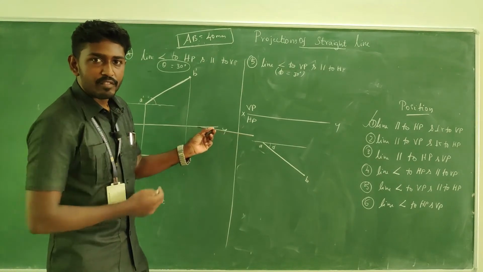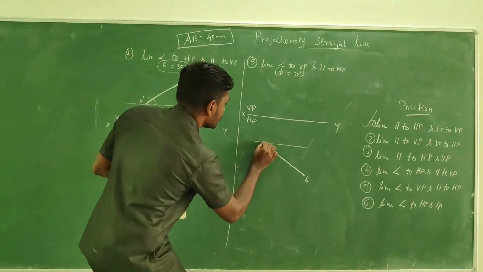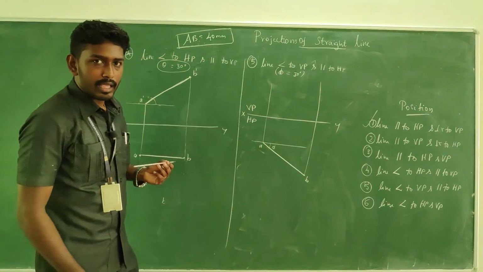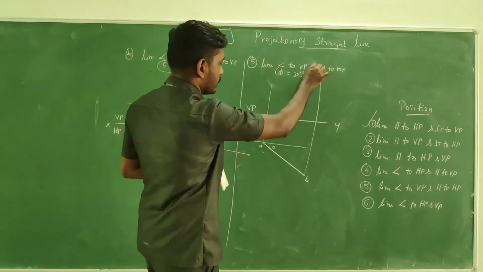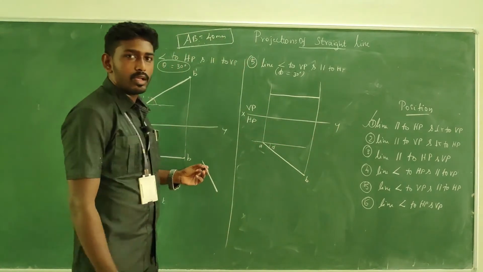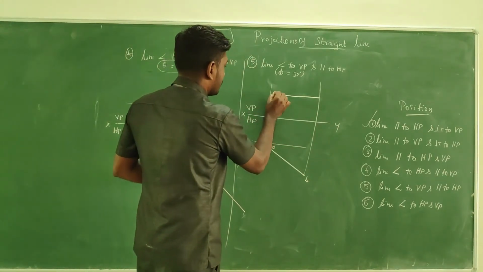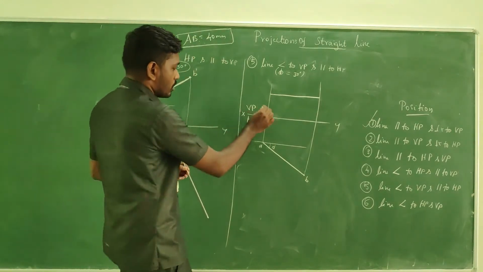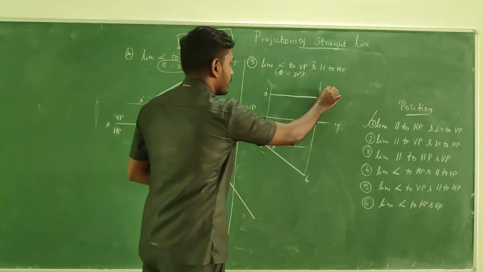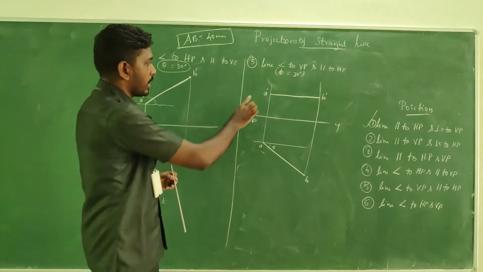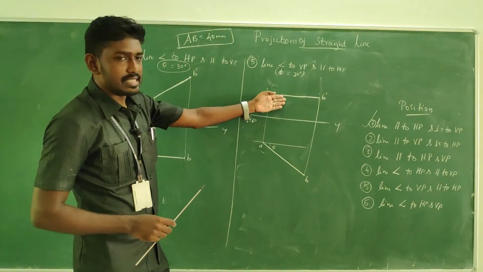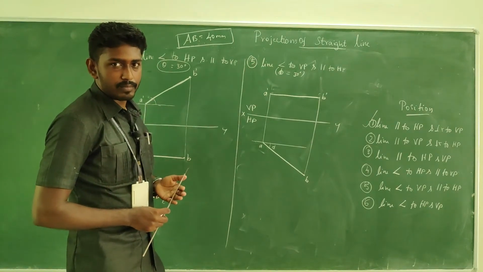How will you capture the front view? Yes, by simply taking thin projector lines perpendicular to the XY reference line, like this. And if you draw a horizontal line between the projectors, it will trace the line called the front view. So this end is A and this is the B end. Since it is a front view, mark A dash and B dash. So this is the top view and this is the front view for this condition.